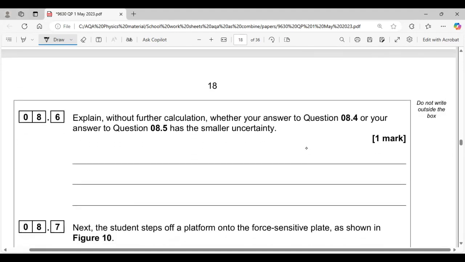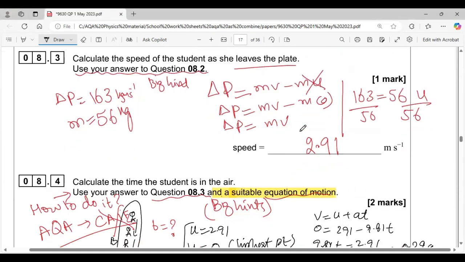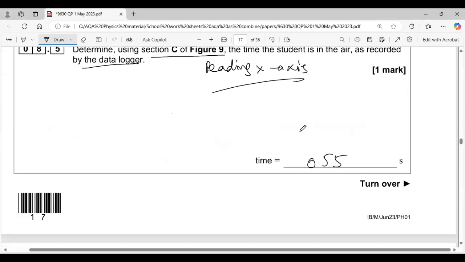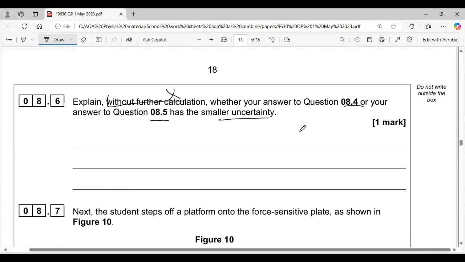Okay, explain without further calculation whether your answer to question 8.4 or your answer to question 8.5 has the smaller uncertainty. So this question is related to the uncertainty, right? You know that when we take some reading or measurement, it does have some uncertainty or some errors in it. So we can say that in 8.5 there will be the smaller percentage uncertainty, because estimating the area under the curve is likely to be inaccurate, right? There is more error in the calculation of the area under the graph, as you're just assuming that. So you can say, well, 8.4 or 8.5 has the smaller uncertainty.